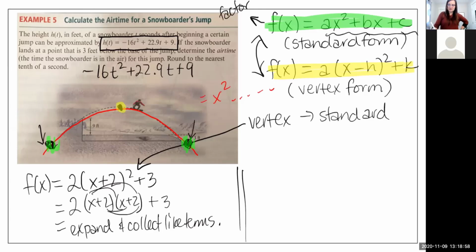Okay, so let's just recap. We can go vertex to standard. That would help us find where he lands, for instance. But if we want the highest point, we're interested in the vertex then, and that would be the other way. So we'd be going from standard, because this is in standard form. It doesn't really easily tell us much about where the vertex is.